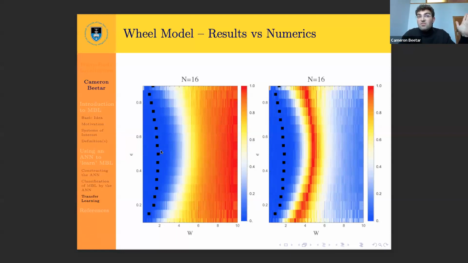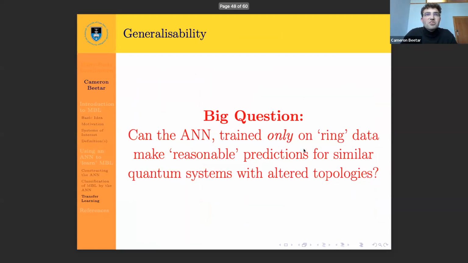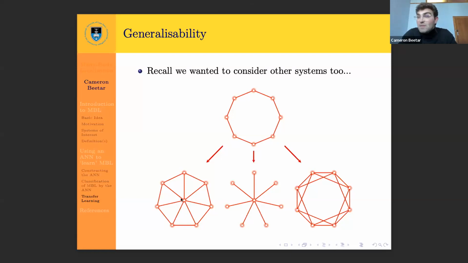And what do we see? Well, that transition region has been pushed out significantly. And here the central region is around 5. So that's great. The network seems to be making reasonable predictions. I'm not going to make any definite statements about numerical accuracy, but reasonable predictions about what you should see when you have this wheel model.